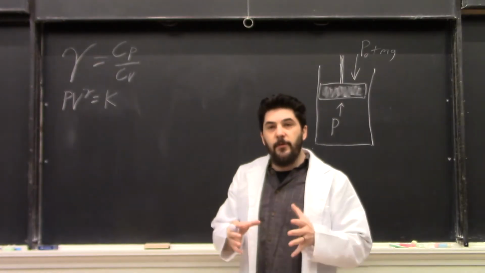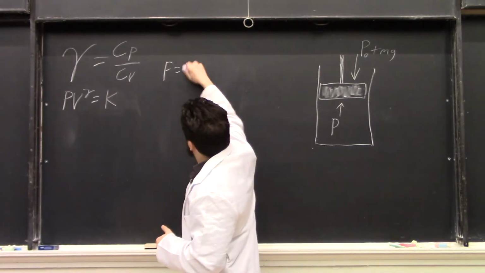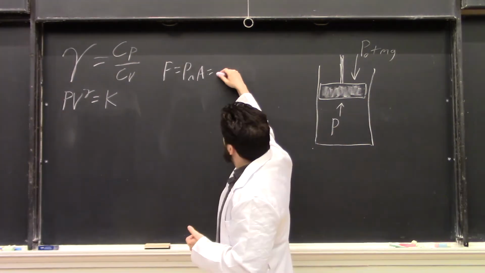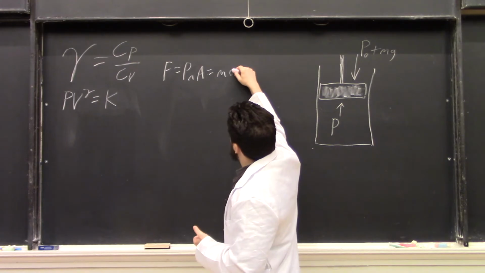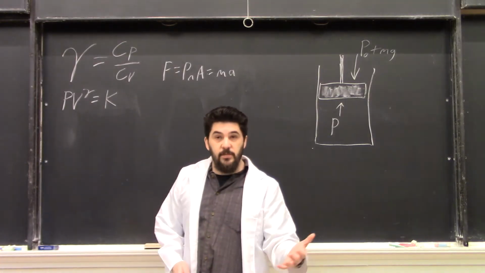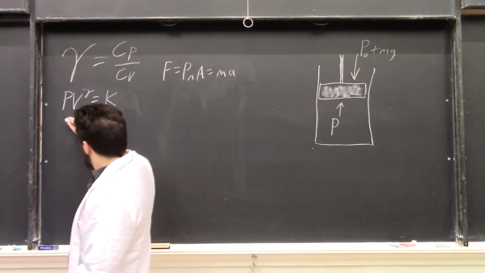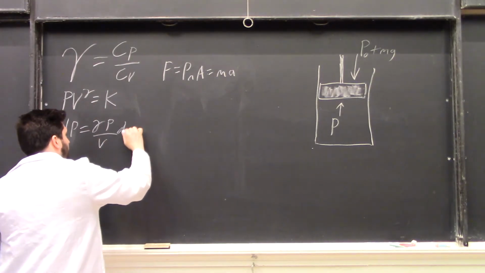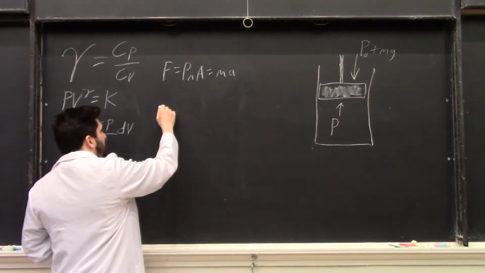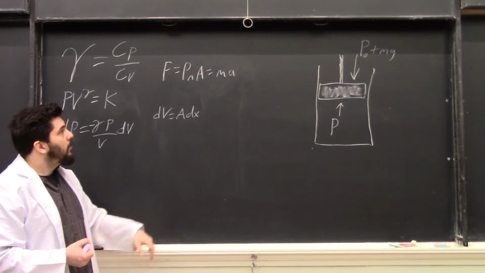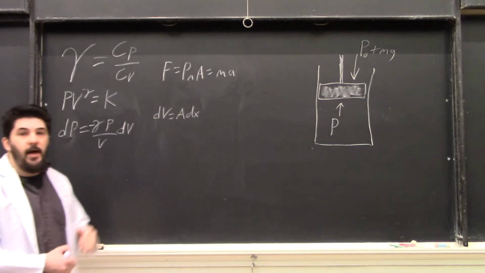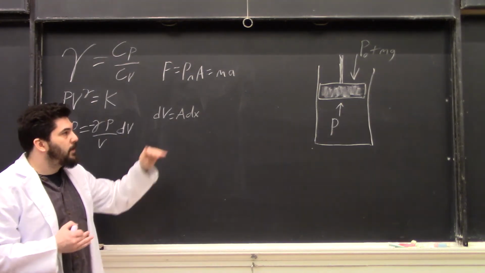And we can describe the force on the piston as just the net pressure times the area, which is of course equal to the mass of the piston times its acceleration. So we can use this equation to relate change in pressure to change in volume. And we can of course note that the change in volume is just the area times the change in x. We'll note that the net pressure is just the change in pressure based on how far the piston deviates from its equilibrium position.